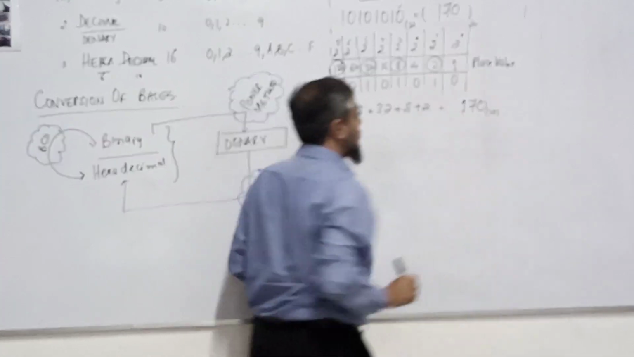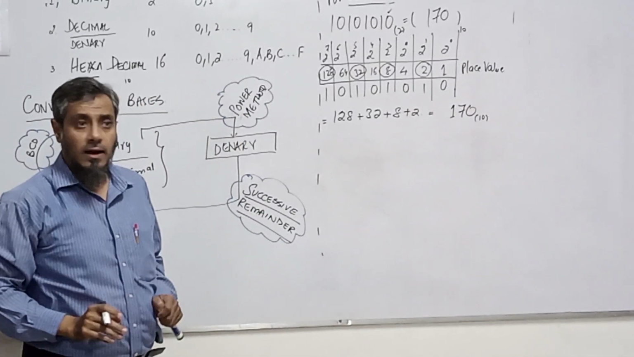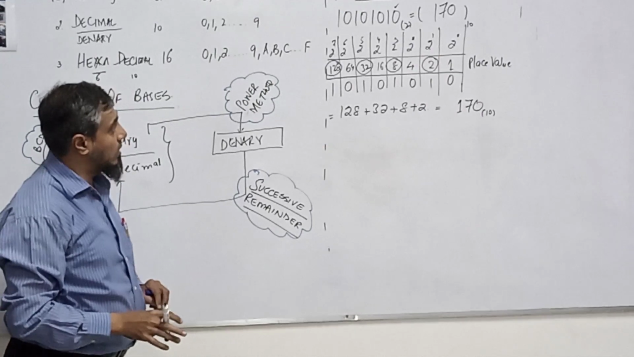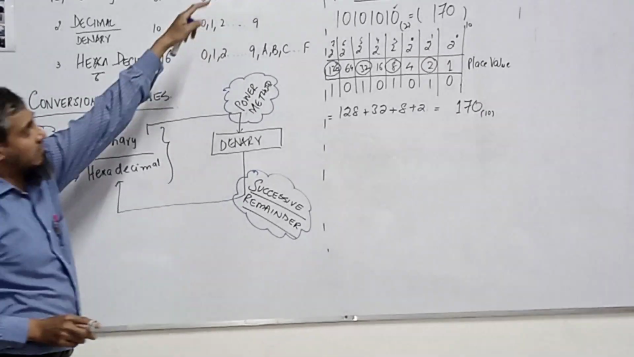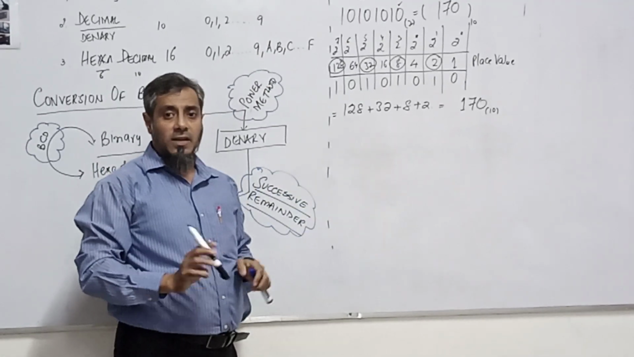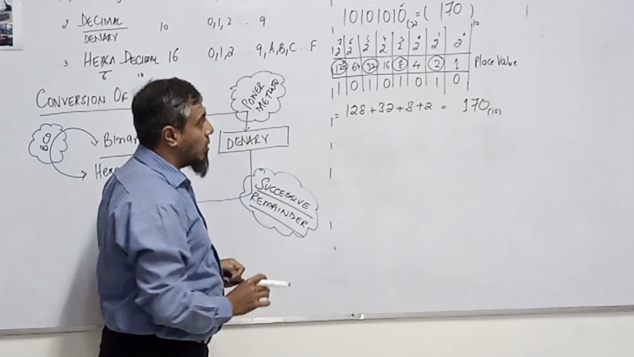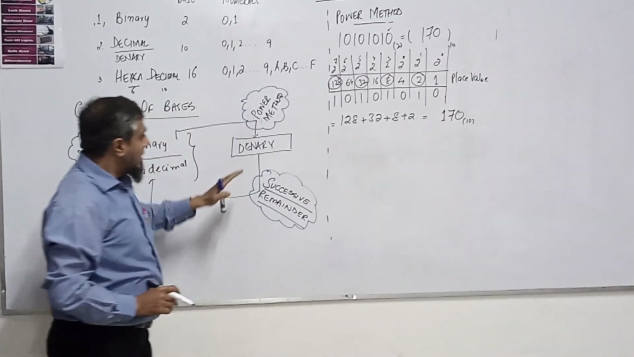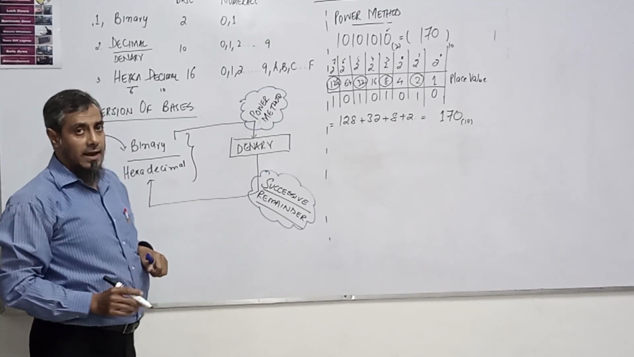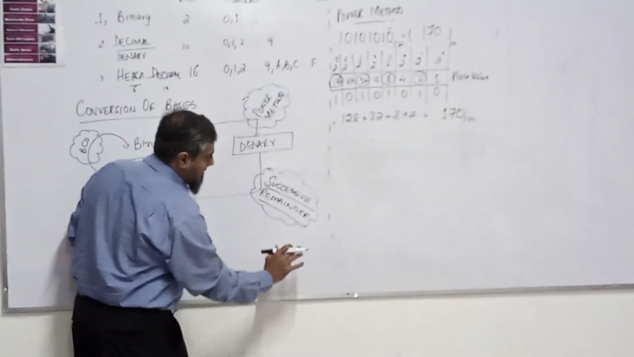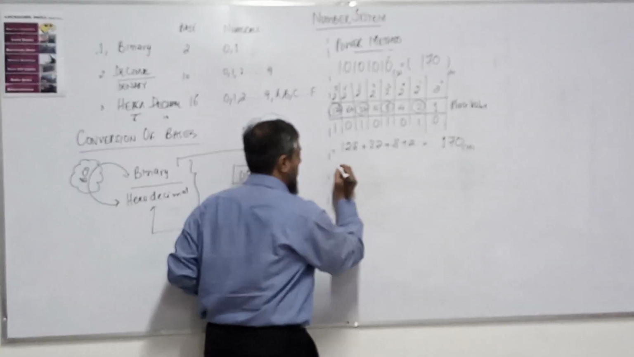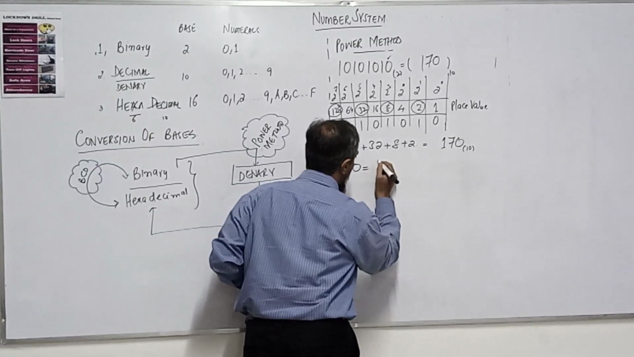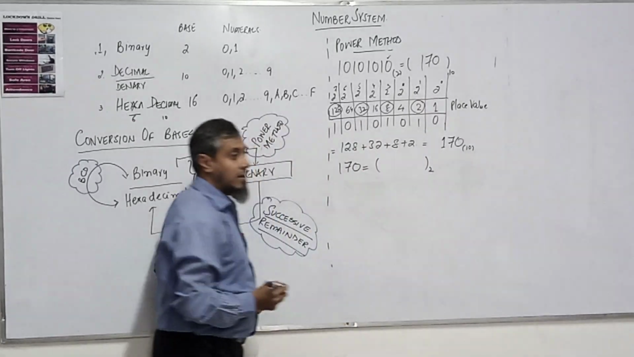So I'm sure this power method is clear, and through the power method we can convert from binary to denary. So we have solved this power method. Now I'm going to convert from denary to binary, so we'll change the method, and the answer will become the same as well. For example, the question is 170 and you want to convert it to binary.